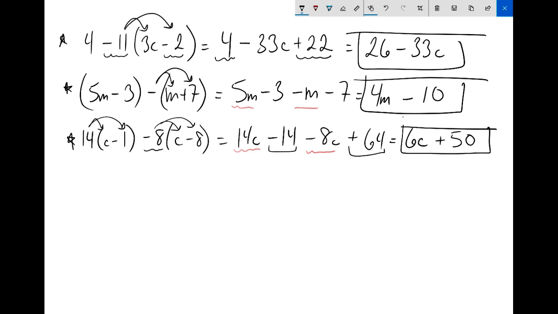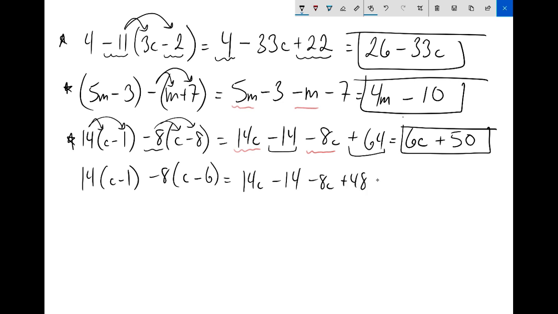Where'd you get 64? The second 8 is supposed to be 6. Oh, is it different on my paper? Oh, well, that will change this. I wrote it down wrong? Yeah, well, that'll make a difference. The way it was written on the paper was c minus 6. Good question. So that would be 14c minus 14 minus 8c plus 48. That'll change that value.